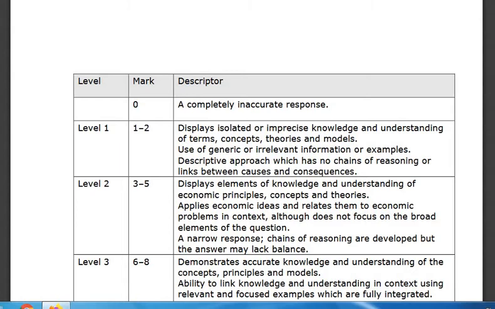The final thing there is a descriptive approach, which has no chains of reasoning or links between causes and consequences. So again, if you just write out the mark scheme, you'll be in level 1 because you're not really explaining the points that you're making. You're in the business of constructing an answer that consists of no more than unsubstantiated assertions. You're just asserting stuff. There's no logic chains. So you don't want to be in level 1. And the way that you stop yourself from being in level 1 is by knowing your stuff and by being able to write.